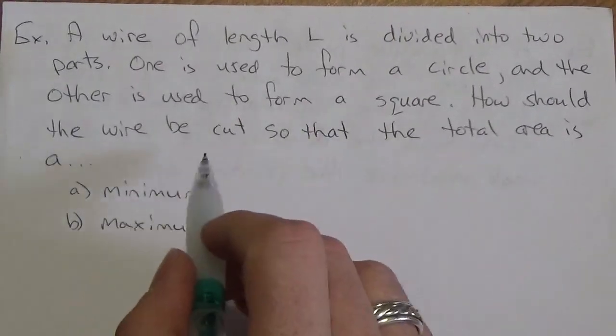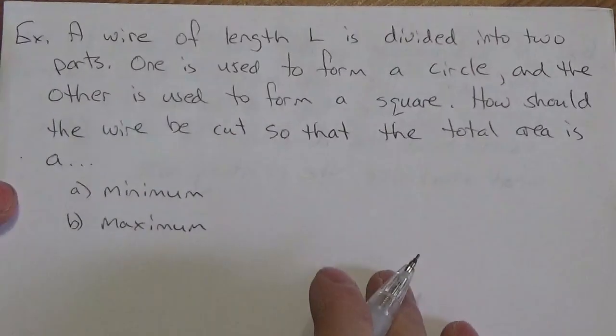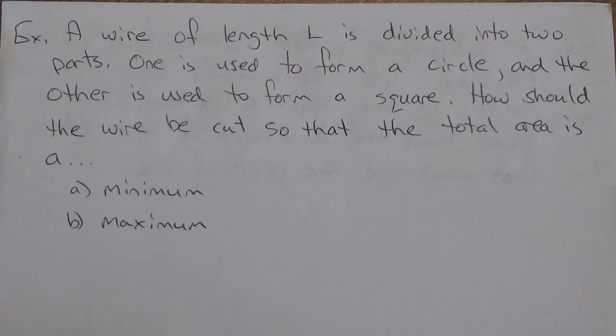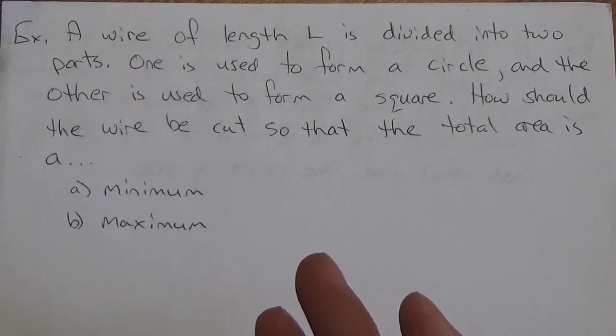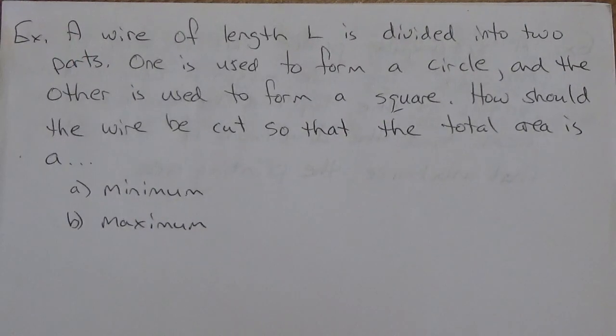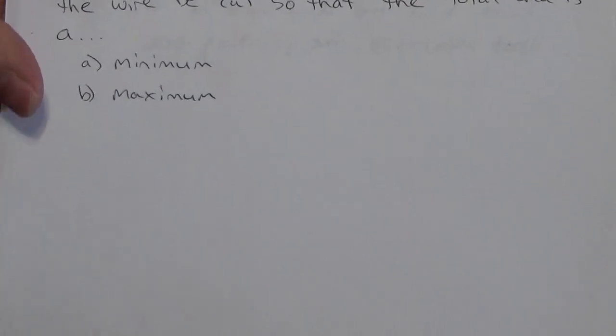How should the wire be cut so that the total area formed by those two shapes is a minimum or a maximum? Now, this is a unique problem in that you are not being told whether you're going to be maximizing or minimizing the result here. So you actually need to do a little bit more investigation to figure out what you actually found here. So let's just take a look at the problem.